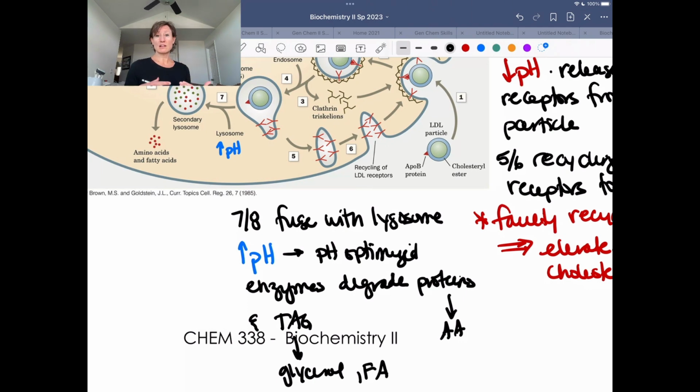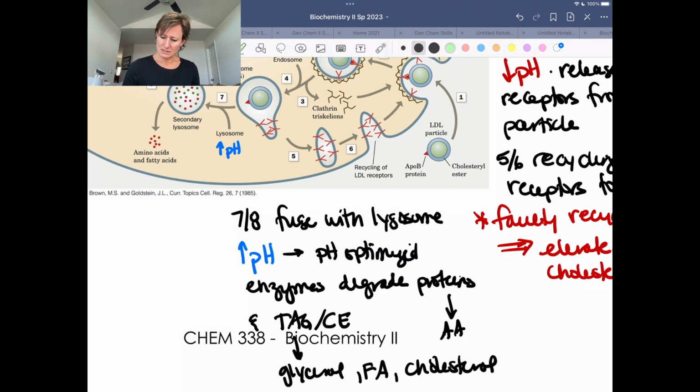Again, you can have those cholesterol esters as well. Remember we said a cholesterol ester is where you have that single OH group on cholesterol esterified to a fatty acid, and so you can make a cholesterol ester. And so we also can have esterase activity that's going to generate free cholesterol. So I'm going to have triglycerides, and our cholesterol esters are going to generate glycerol, fatty acids, and then cholesterol.